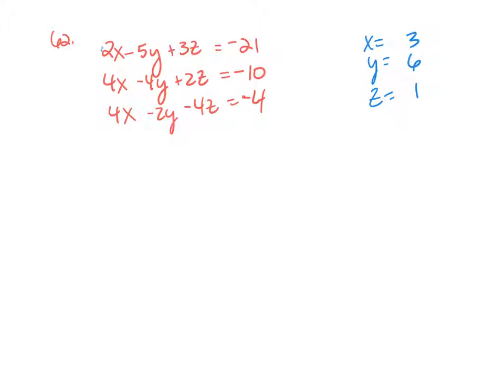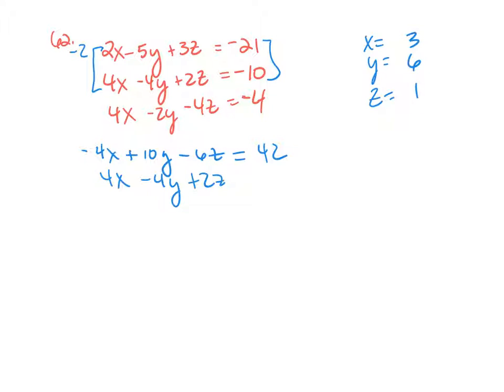So if I want to eliminate the X here, I multiply this first guy by -2. And I have negative 4x plus 10y minus 6z equals 42. And 4x minus 4y plus 2z equals -10. When I add them together, I get my first equation. X's bite the dust, and I get 6y minus 4z equals 32. Everybody see that?